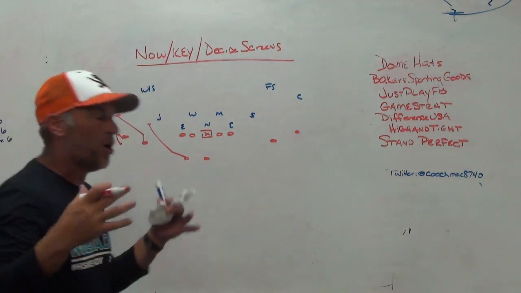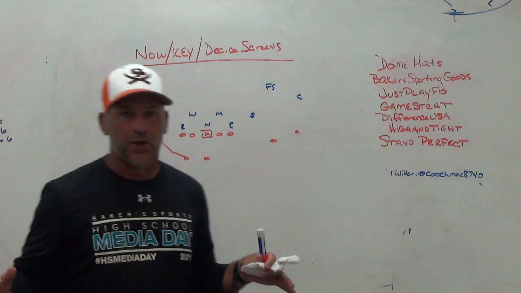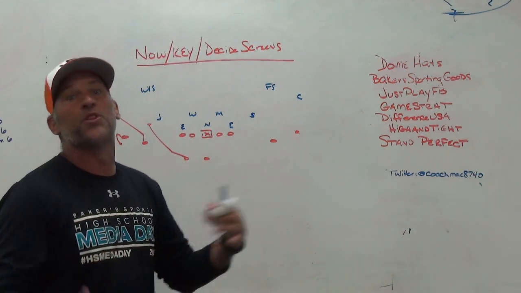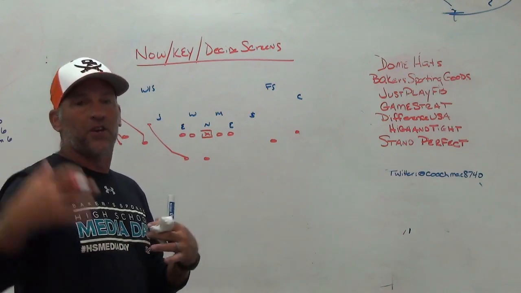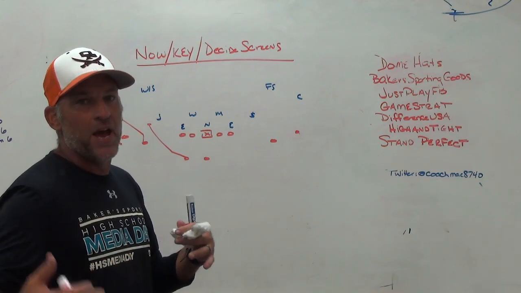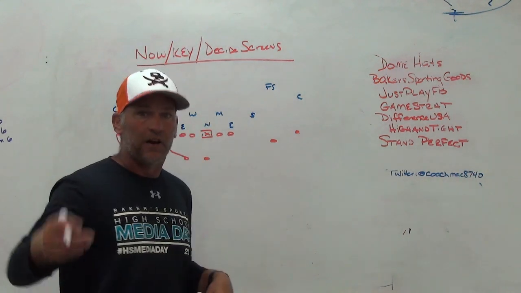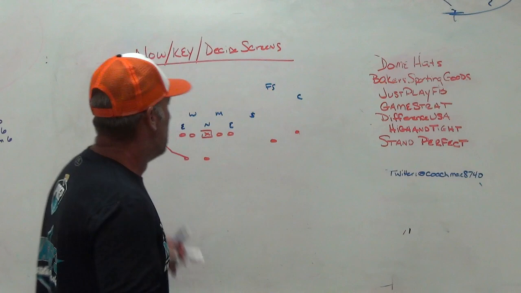But we know when we call now one, there is no leverage read. There is no mesh with a back. There is nothing that tells the quarterback what he may or may not do, other than the fact that we called now one to the left. That's the ball you're throwing. Now, why do we do that?